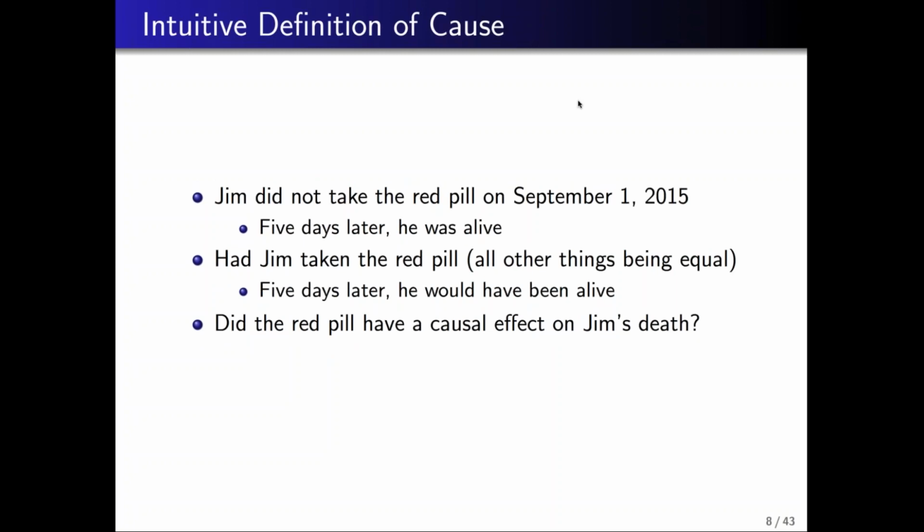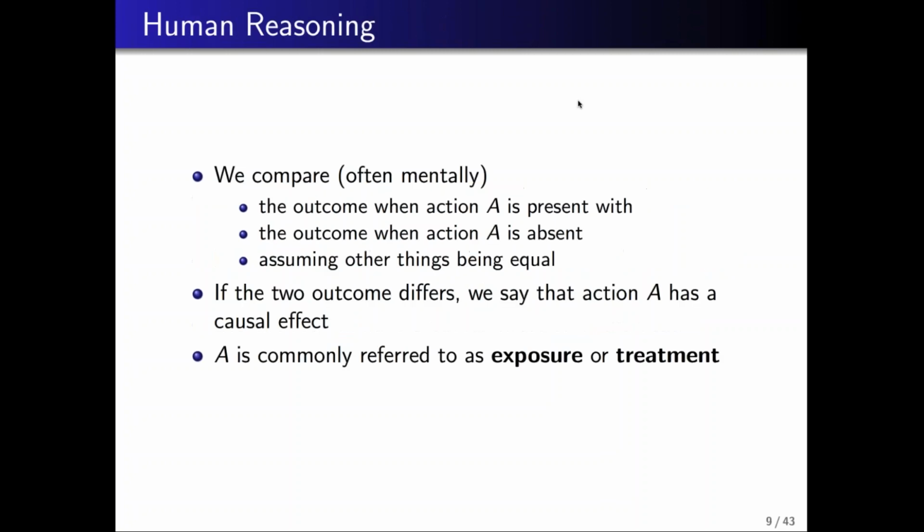Jim, alternatively, did not take the red pill on September 1st, 2015, and 5 days later, he was alive. And then had Jim taken the red pill, all other things being equal, he also would have been alive 5 days later. The question: did the red pill have a causal effect on Jim's death? Since everything else was equal, and the only difference is that he did not take the red pill, and had he taken the red pill, he'd have the same exact outcome, then the answer would be no, there was no causal effect of the red pill on Jim's death.